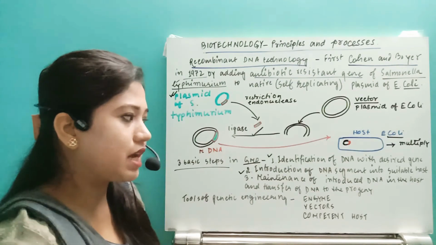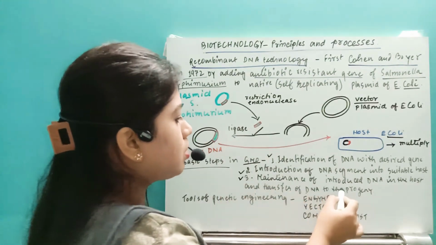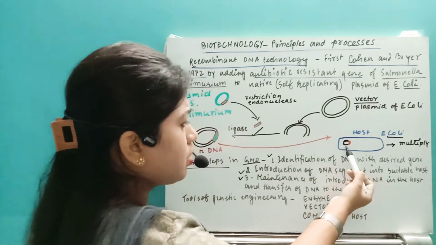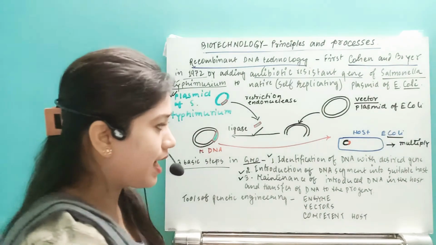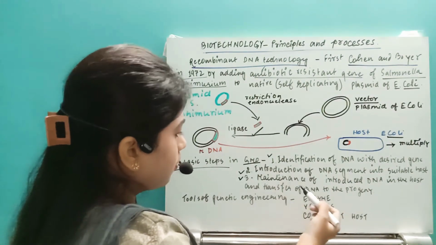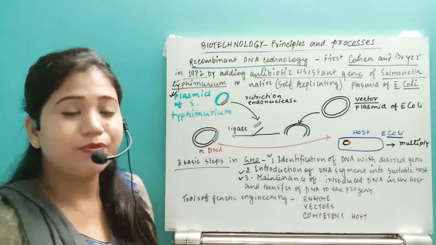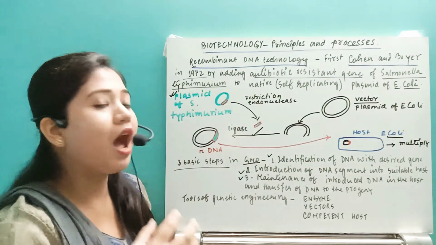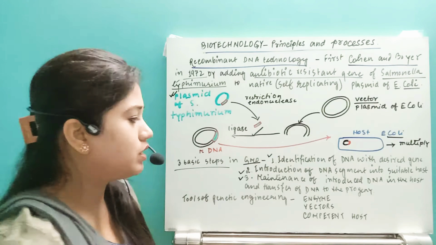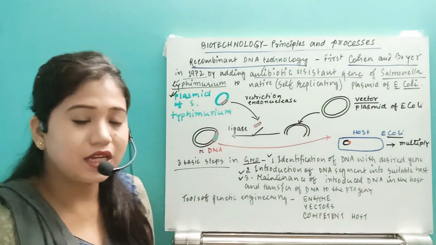Introduction of the DNA segment into the suitable host. Then after that, maintenance of the introduced DNA in the host so that the host will not die, and after that, transfer of the DNA to the progeny so that our host multiplies, and whenever this host multiplies, our desired gene also will multiply. So these are the steps we have followed in the recombinant DNA technology.